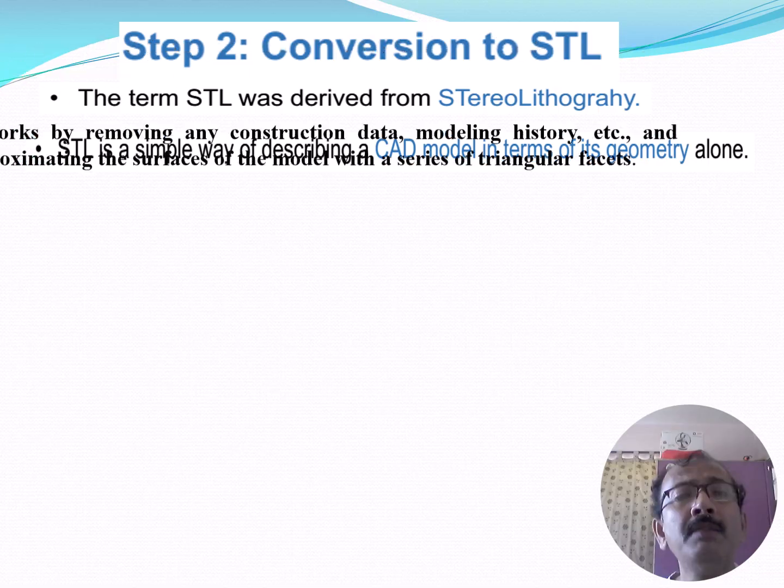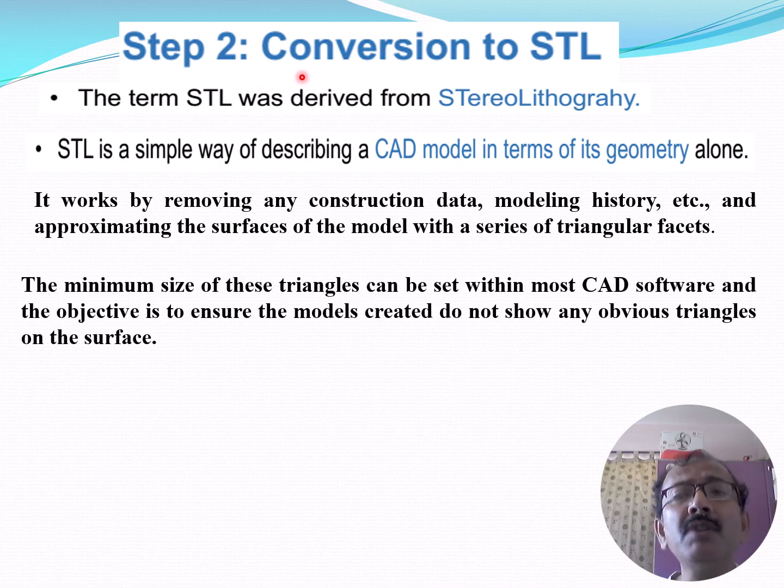Now step 2, that is the conversion to STL. So that CAD model we have to convert into the STL. STL is nothing but stereolithography. So the term STL was derived from stereolithography. STL is a simple way of describing a CAD model in terms of the geometry alone. It works by removing any construction data, modeling history, etc., and approximating the surface of the model with a series of triangular facets.